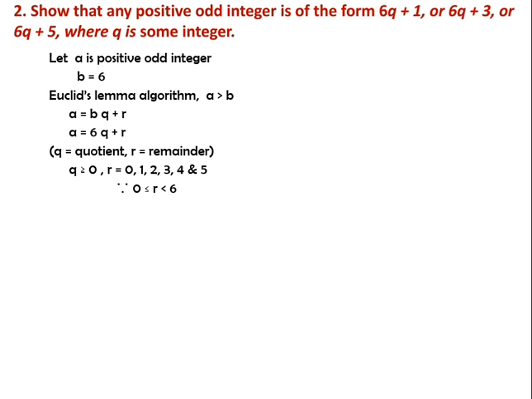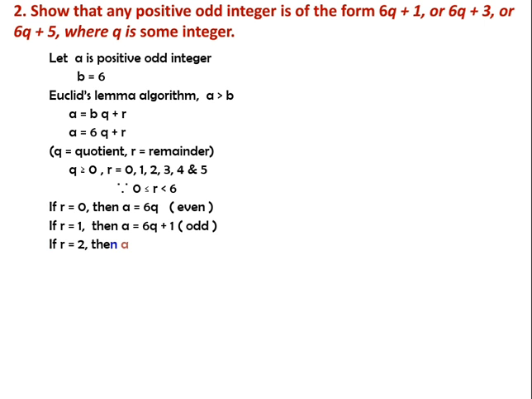Substitute r equal to 0 in a. If r equal to 0 in a, then a equal to 6q plus 0. So a is a positive even integer. 6q is divisible by 2. Since 6q is divisible by 2, it is an even integer. If not divisible, it is an odd integer. Then second step, substitute r equal to 1 in a. Then a equal to 6q plus 1 is not divisible by 2. So a is a positive odd integer.